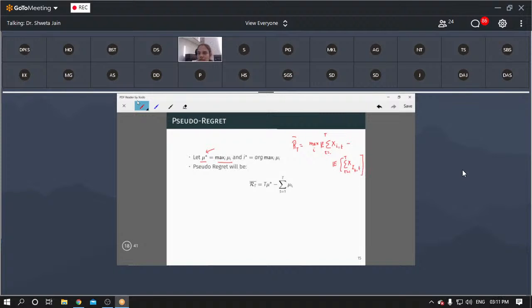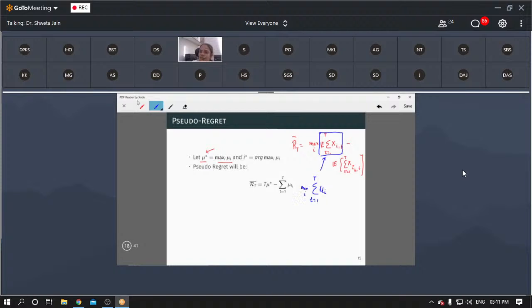Now, if I push the expectation inside, see this particular term. Again I have a sum, I can push it inside. So this is going to be summation t equals 1 to T mu_i. Right, because X_i,t is just a Bernoulli random variable which is 0 or 1. Its expectation is going to be the probability, which we took as mu_i. And I also have the max term here.